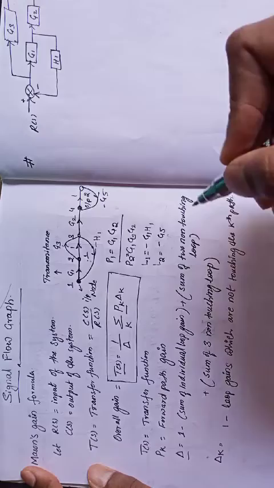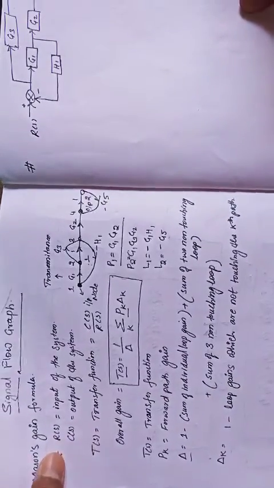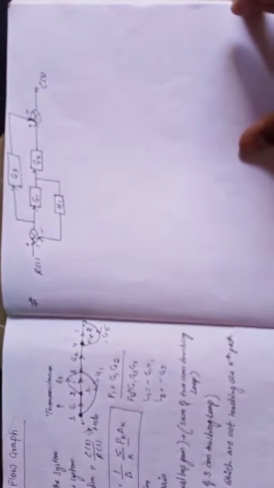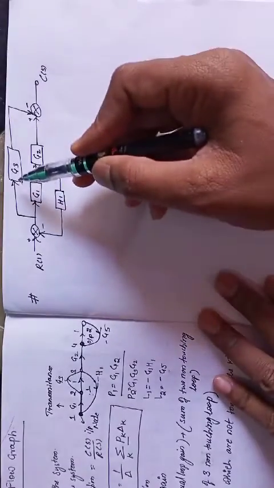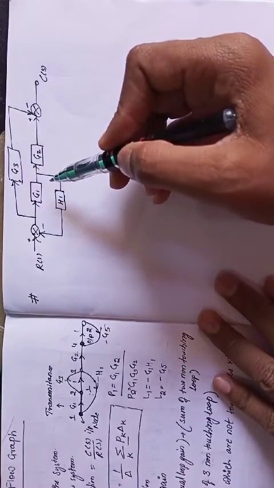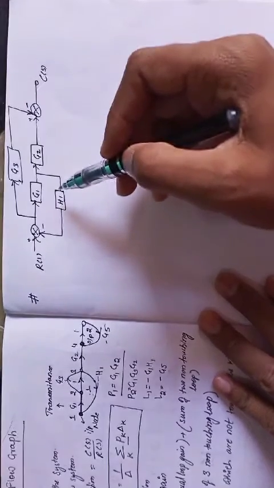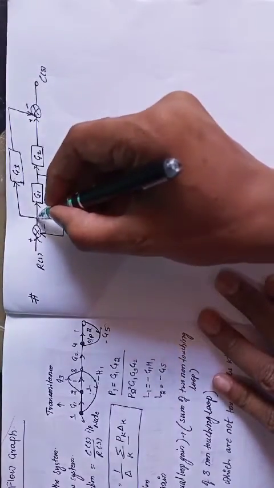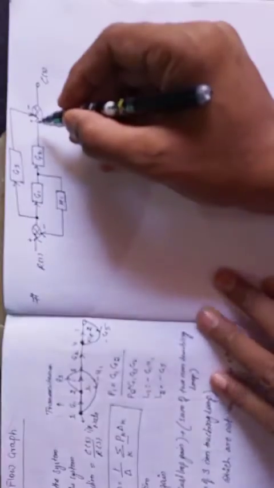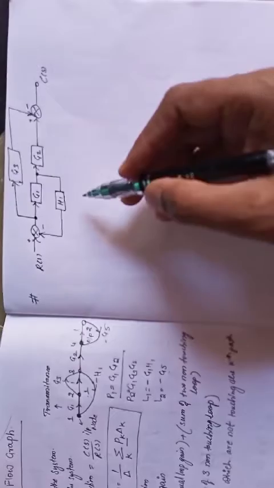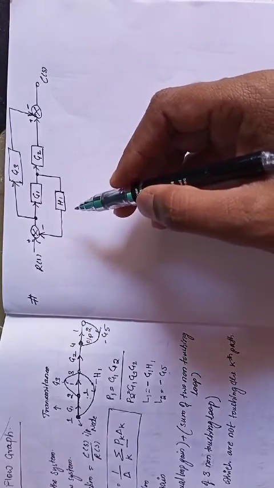For understanding this, we will solve how to construct the signal flow graph from the block diagram. This is a block diagram which has a number of branches and summing points. How to construct the signal flow graph from this is the question here.